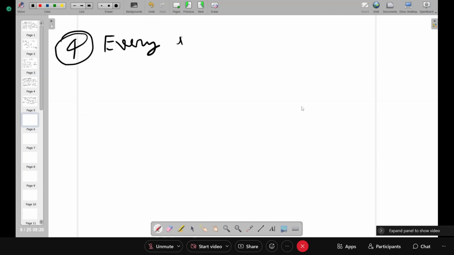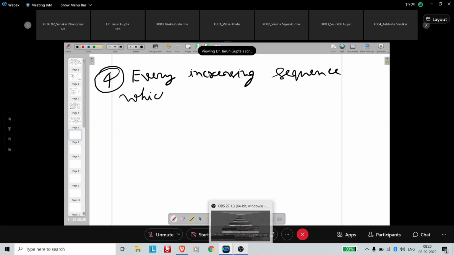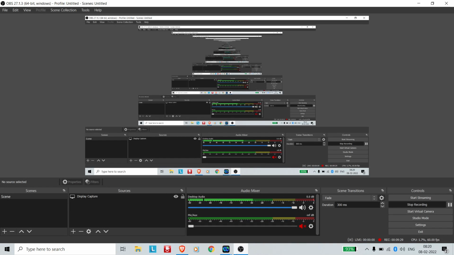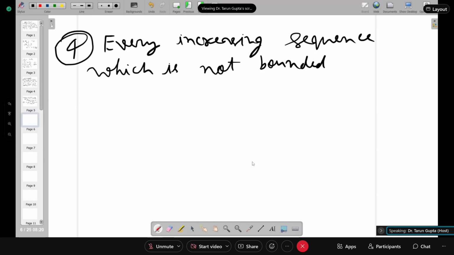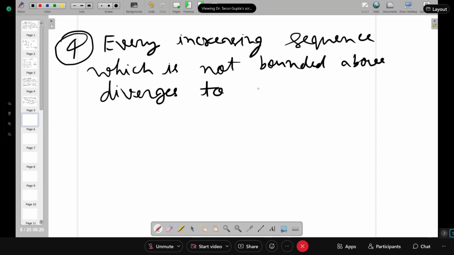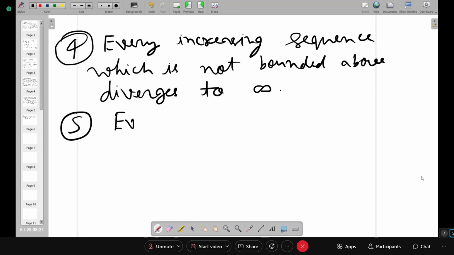Every increasing sequence which is not bounded above diverges to infinity. Okay. If an increasing sequence is there but not bounded above, then that sequence will always diverge to infinity.